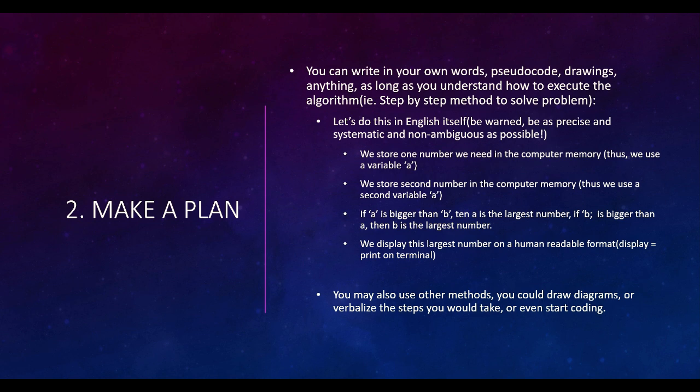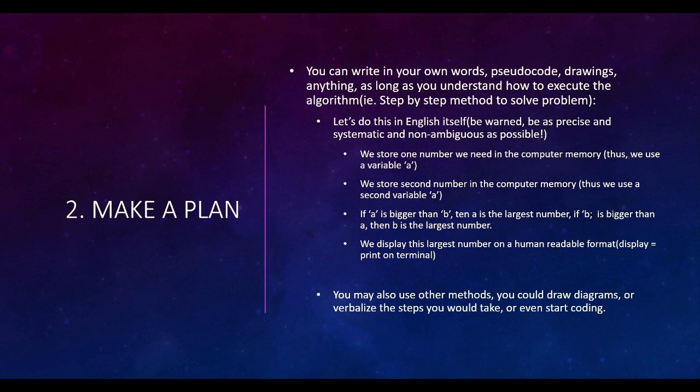Let's first try to plan it in English itself. But be warned, as I said, we cannot be ambiguous. We can't be vague. We have to be as precise and systematic as possible, even if it's just a plan. So let's say we store one number, the first number we need, in the computer memory.